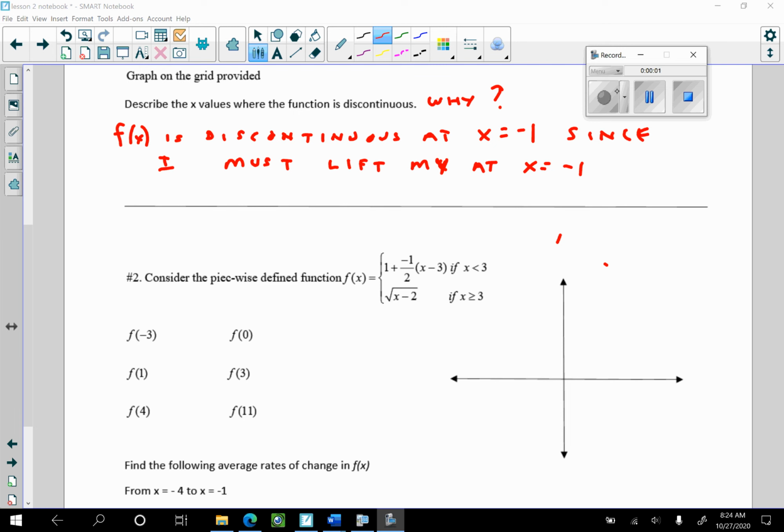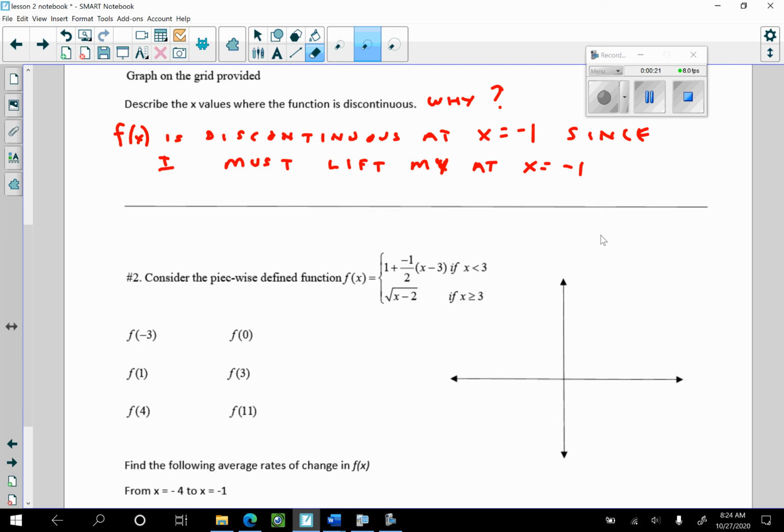So now we're going to video example 2. I think there might be another problem I can video as well. So consider the piecewise defined function f of x equals 1 plus negative 1/2 (x minus 3) if x is less than 3, and if x is greater than 3. This is a two-piece function.